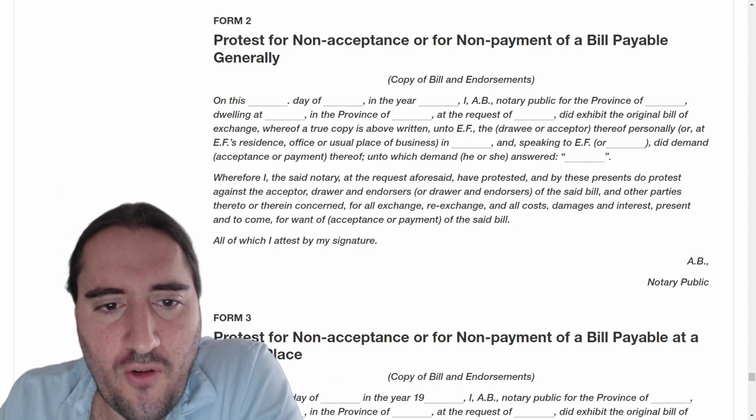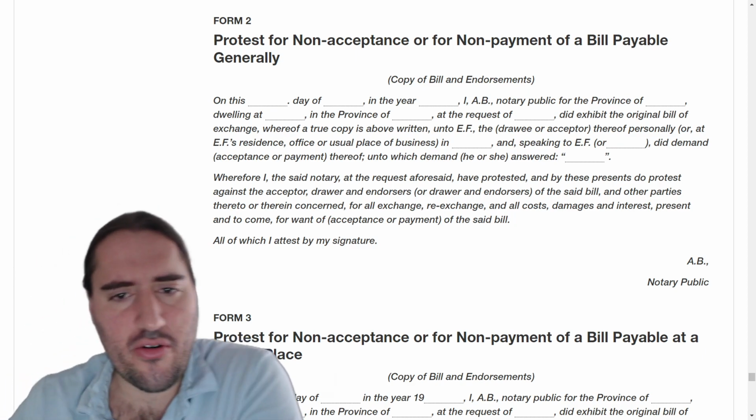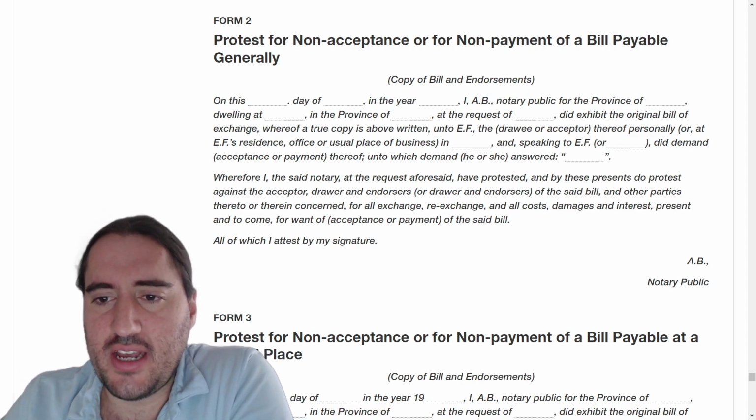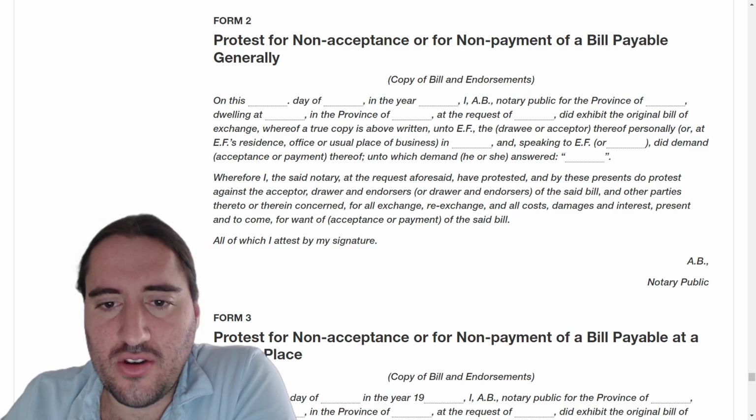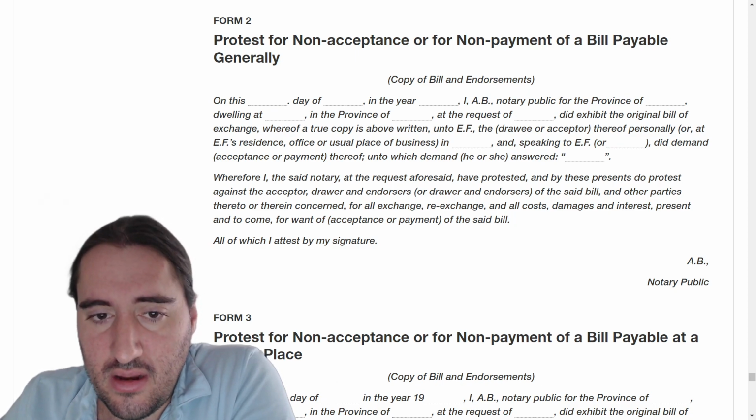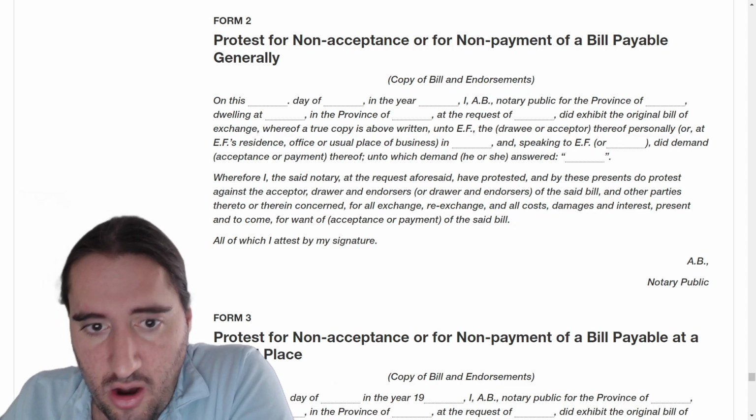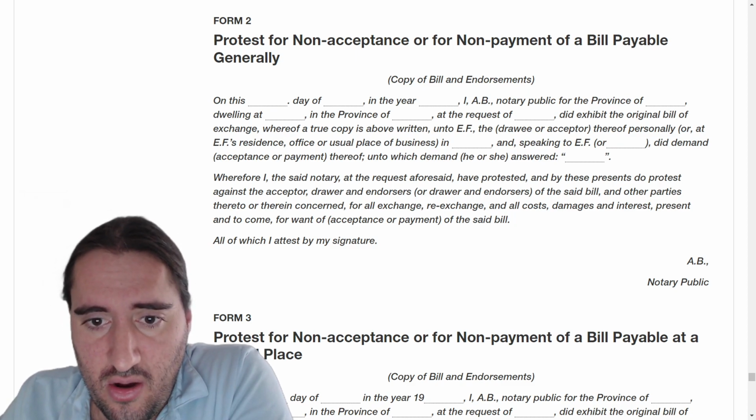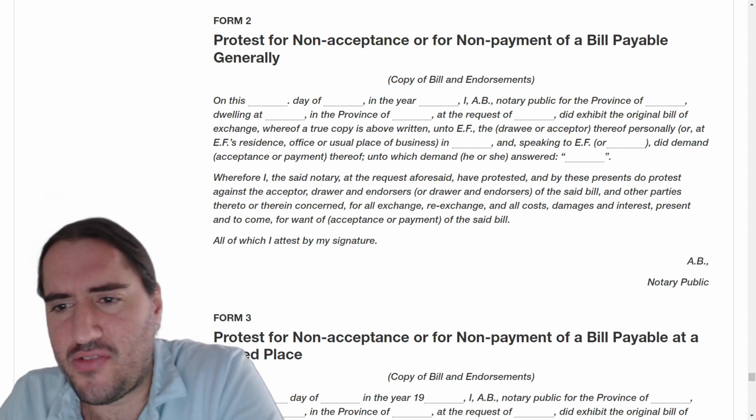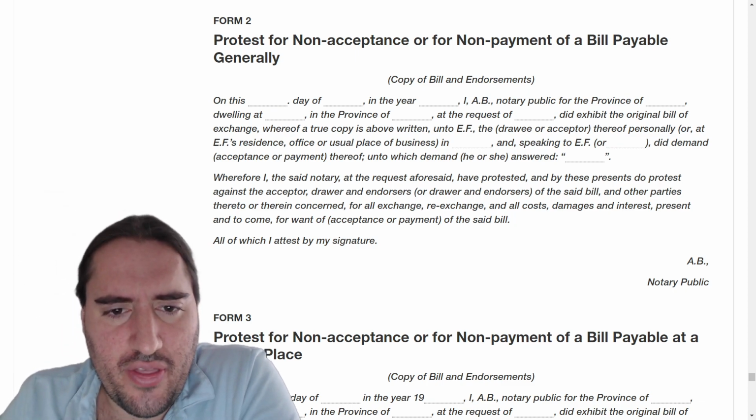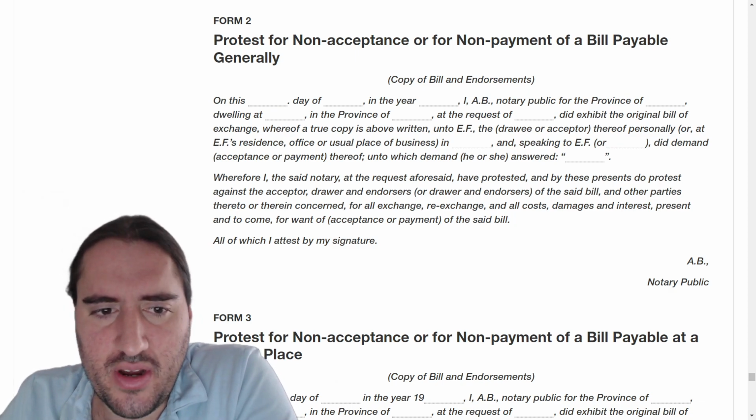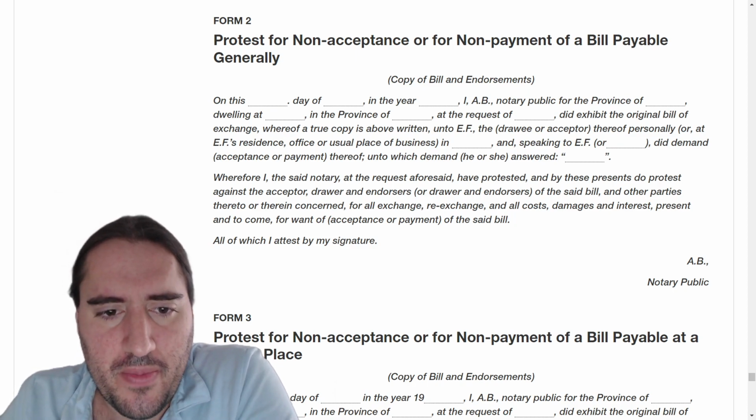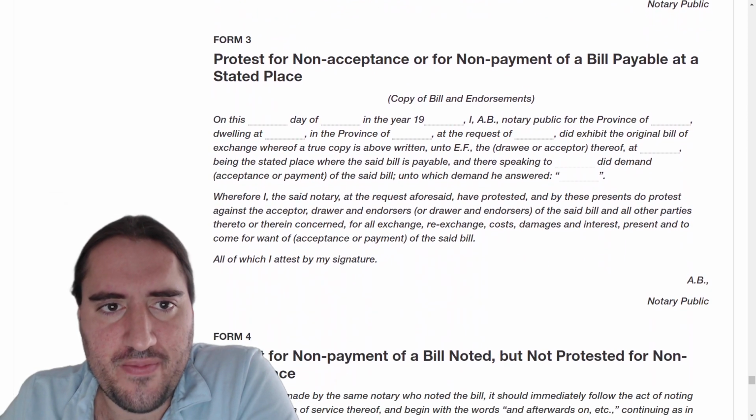Wherefore I, the said notary, at the request aforesaid, have protested, and by these presents do protest against the acceptor, drawer, and endorsers, or drawer and endorsers of the said bill, and other parties thereto or therein concerned, for all exchange, re-exchange, and all costs, damages, and interest present and to come for want of acceptance or payment of the said bill, all of which I attest by my signature.